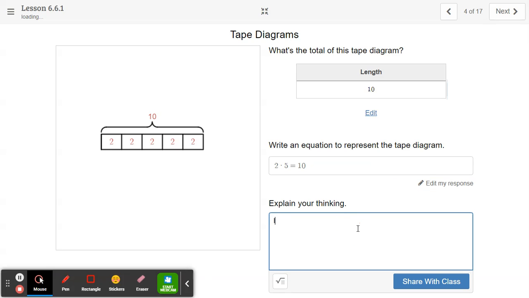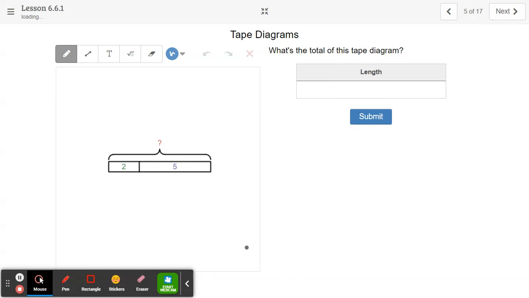Okay, and so I see there are 5 2's, which is the same as multiplying 5 times 2.